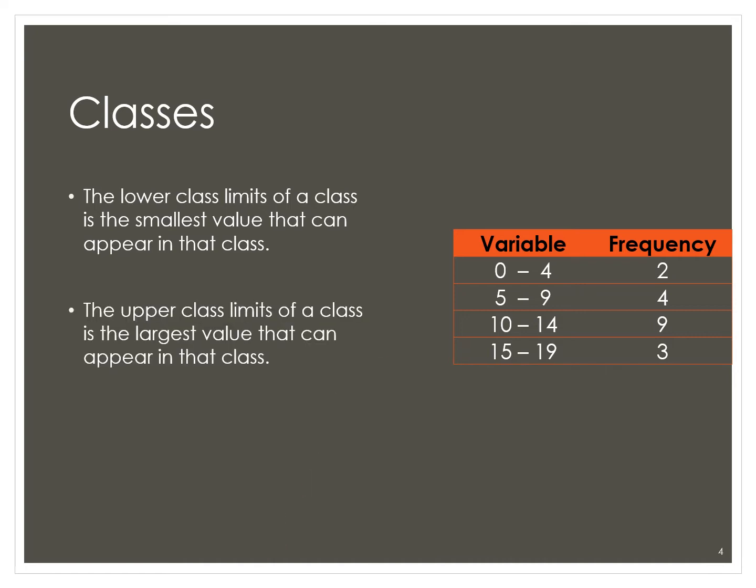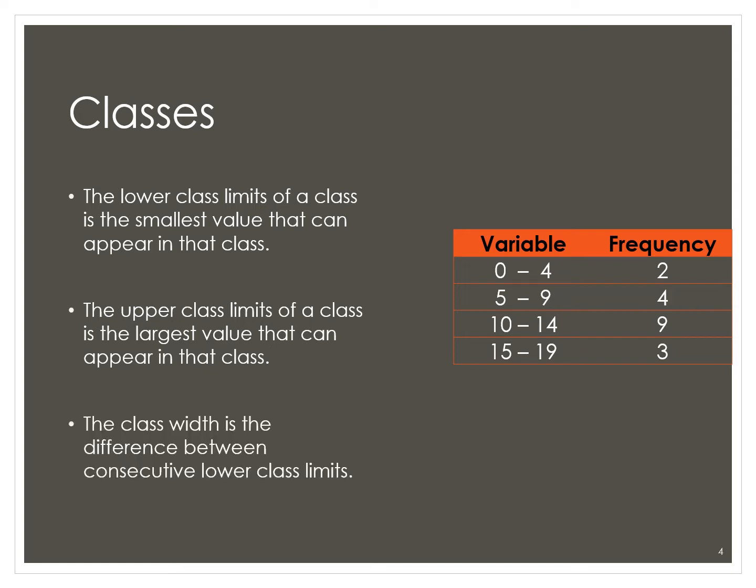The upper class limit of a class is the largest value that can appear in that class. All of these here, 4, 9, 14, and 19, are the upper class limits for each class. The class width is the difference between consecutive lower class limits.